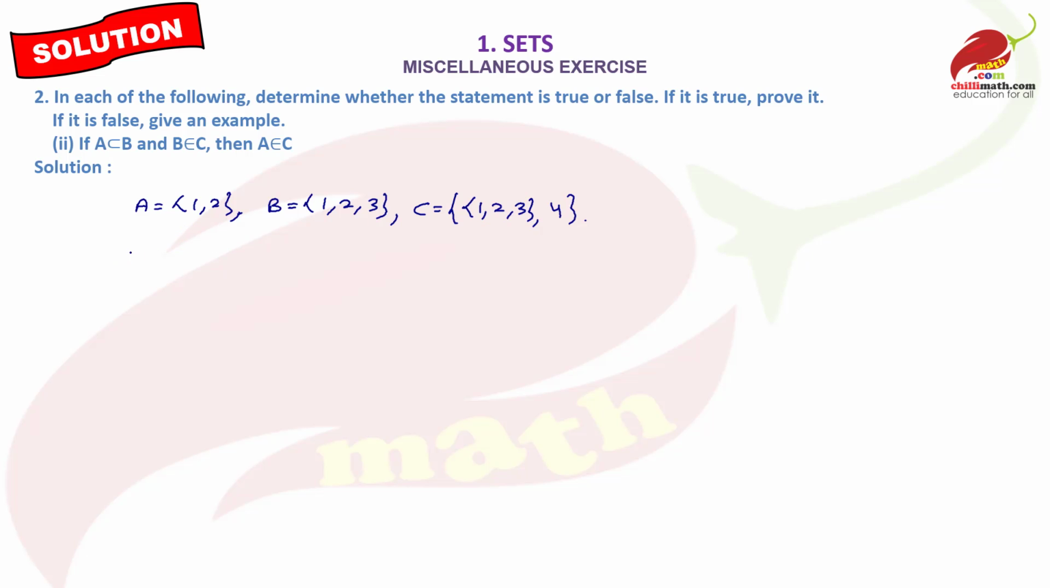Now let us check whether A belongs to C. No. So we can write here that A is subset of B, B belongs to C, but A does not belong to C. So it is also false.